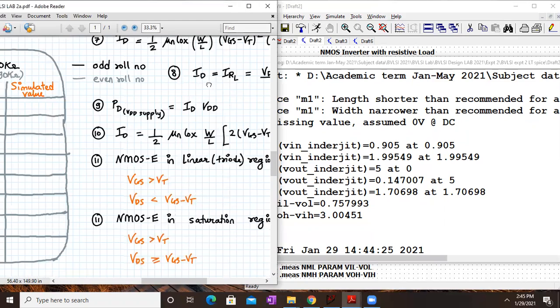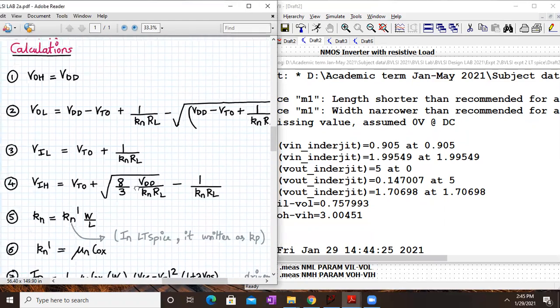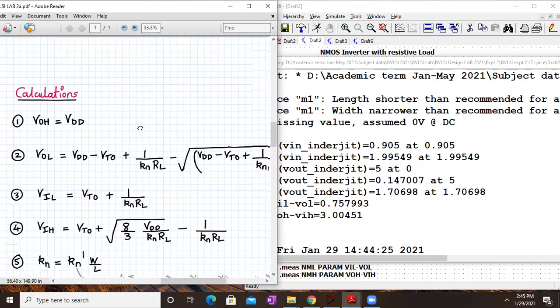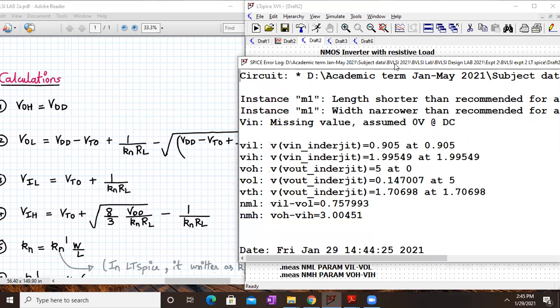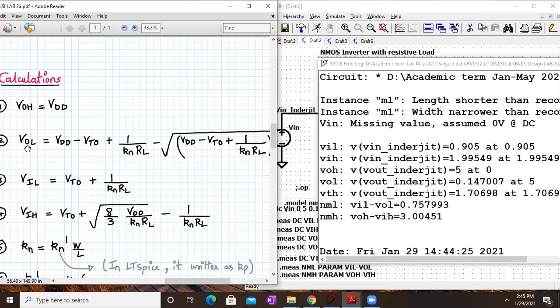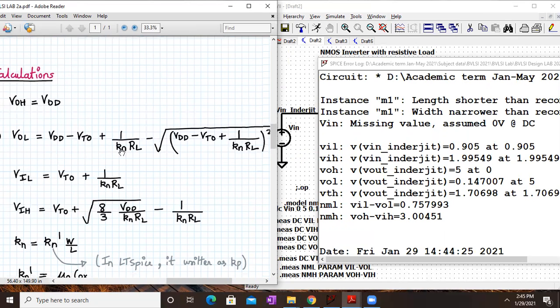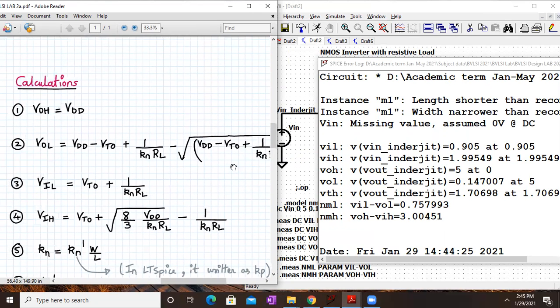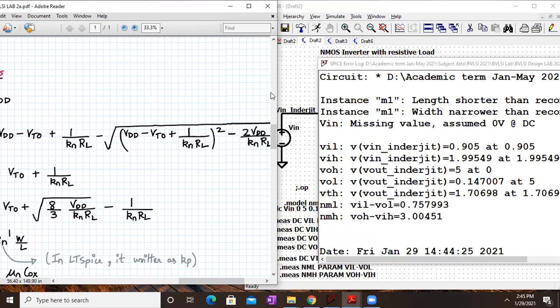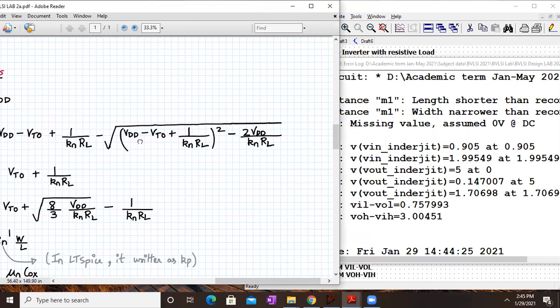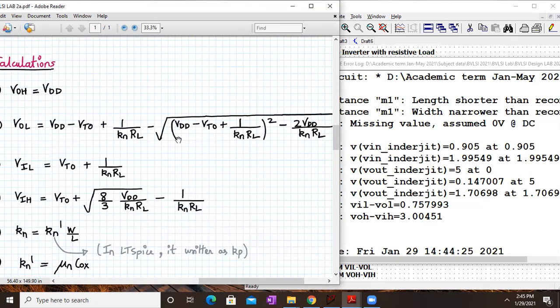So let us see how to calculate it with the help of formulas. The formulas are given over here. This is how you can calculate it theoretically. The VOH formula is given, and the VOL formula is given over here. VOH is just VDD. VOL, you can see on your screens. Let me expand it a little. So this is the formula for VOL. Substitute all the values over here.